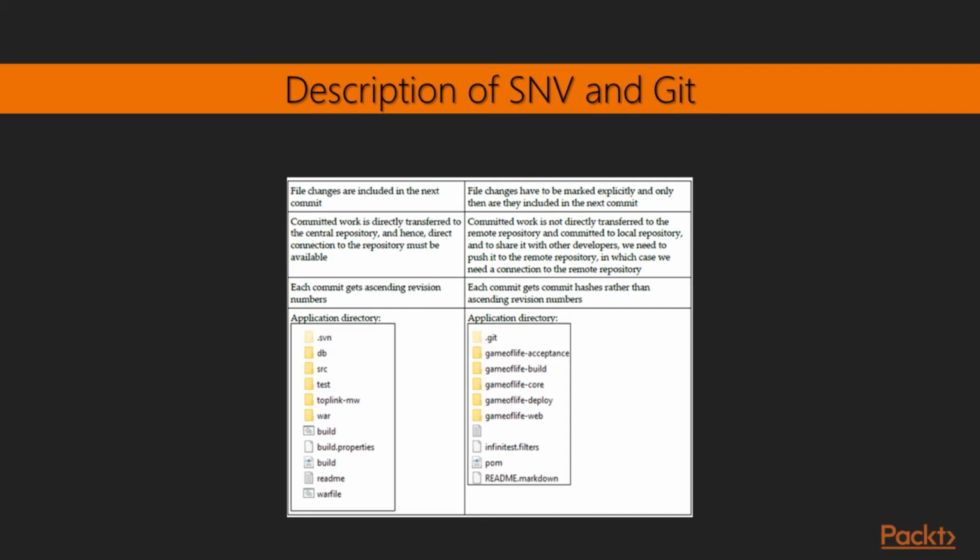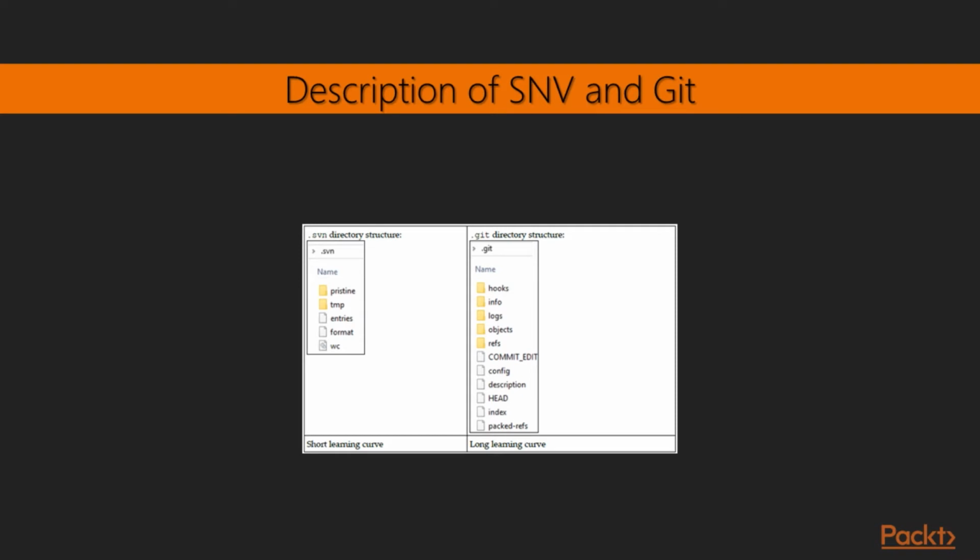Subversion: file changes are included in the next commit. Git: file changes have to be marked explicitly and only then are they included in the next commit. Subversion: committed work is directly transferred to the central repository, and hence, a direct connection to the repository must be available. Git: committed work is not directly transferred to the remote repository but committed to the local repository, and to share it with other developers, we need to push it to the remote repository, in which case, we need a connection to the remote repository. Subversion: each commit gets ascending revision numbers. Git: each commit gets commit hashes rather than ascending revision numbers. Subversion: short learning curve. Git: long learning curve.